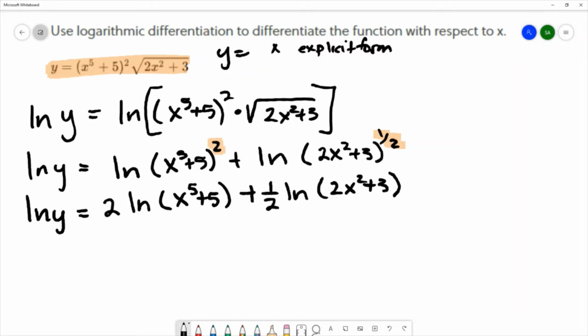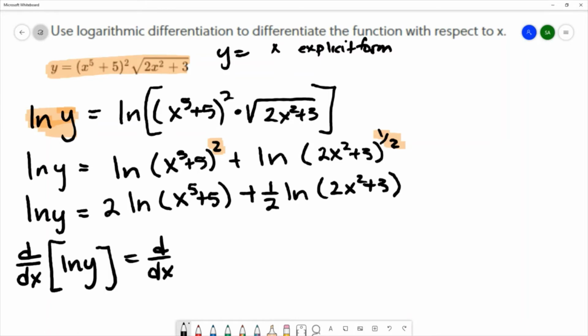However, when we took the log of both sides, that is no longer in explicit form. We no longer have just y equals, we have natural log of y equals. So because the equation is now written in implicit form, we have to follow implicit differentiation to calculate the derivative. I'm going to calculate the derivative on the left with respect to x, and I'll calculate the derivative on the right with respect to x.